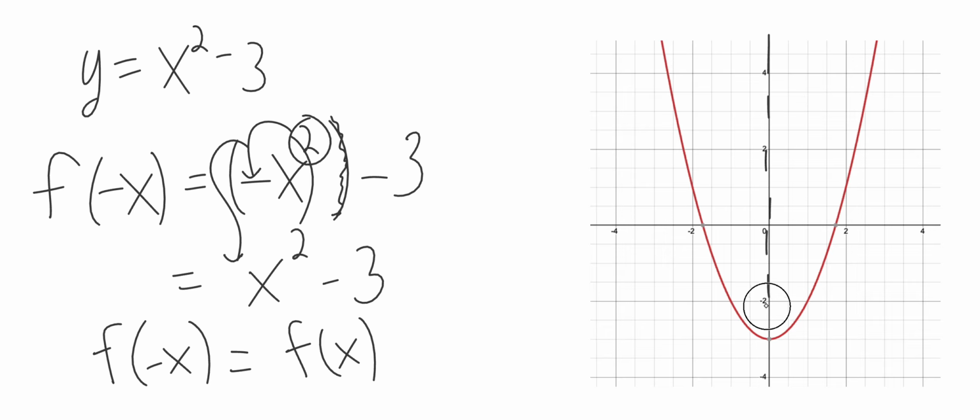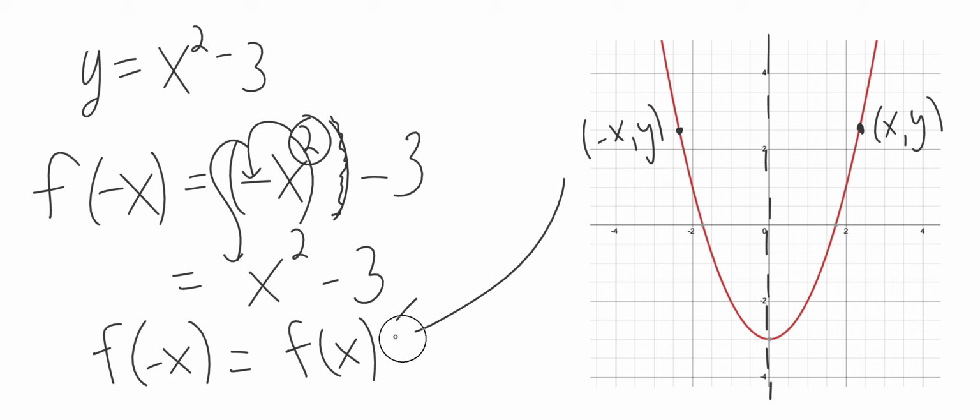I could imagine folding the graph right on the y-axis, and I get the same point here that I would anticipate seeing over here on the other side, just with that opposite as the x-coordinate. This symmetry is a result of the substitution shown right there.